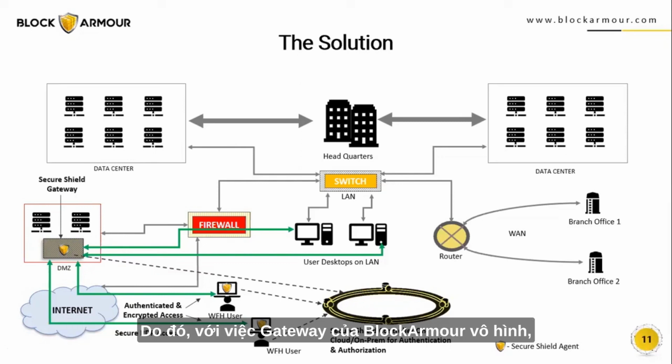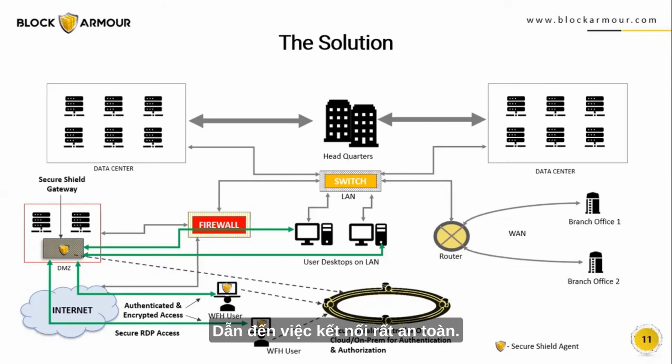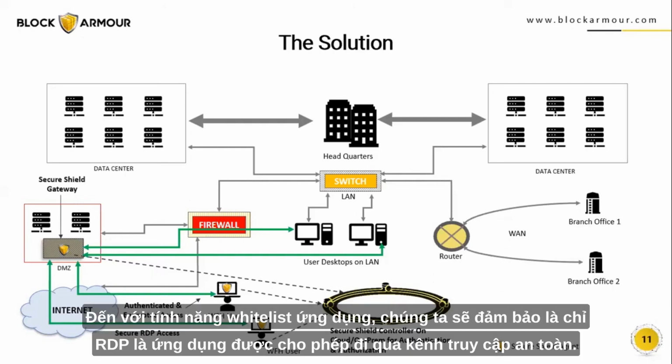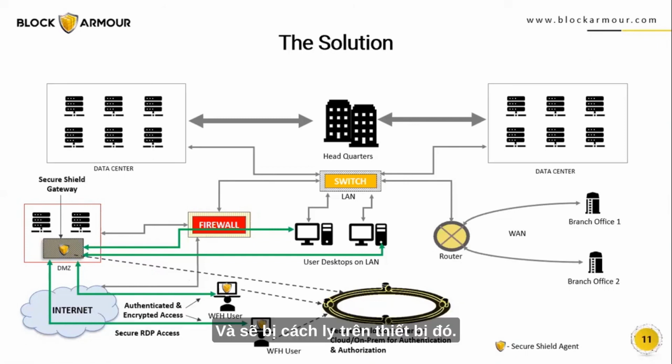So this gateway is invisible now, which means that although you have opened this gateway to the external world, only your authenticated users and devices can see and access it, right? So it becomes very, very secure. So we have taken care of the secured access part. Now, with our application whitelisting, which I talked about, we will make sure that only RDP as an application is allowed into the secured channel, which means that even if this particular laptop or desktop gets infected, that malware cannot travel into the tunnel. It is contained only within that system, right? And everything is working on RDP, correct?